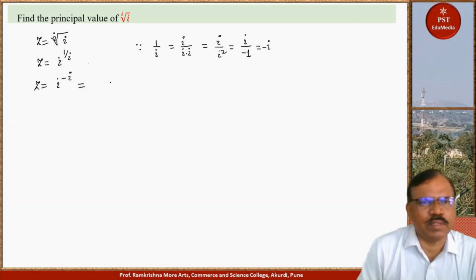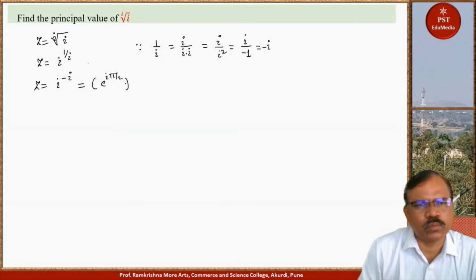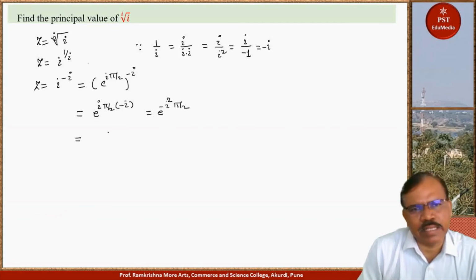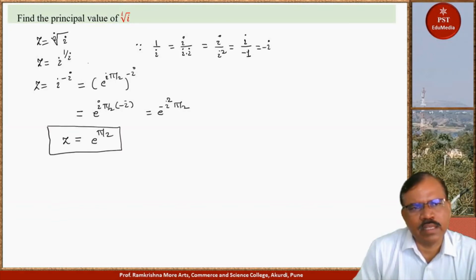And we have already obtained i is e raised to i pi by 2, and raised to minus i. So we get here e raised to i pi by 2 into minus i. So we get here e raised to minus i square into pi by 2. So i square is minus 1. So we'll get e raised to pi by 2. So Z is equal to this, e raised to pi by 2.